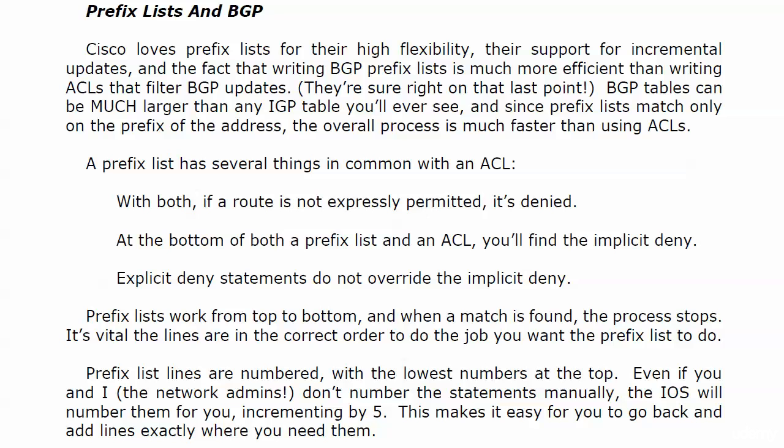Now, prefix list lines are numbered by default. This is a wonderful thing, and I'm going to work this into the lab, because the lowest numbers are going to be at the top, and even if you and I don't enter the statement numbers manually, the IOS is going to do it for you, incrementing by 5. The reason I like this so much is that I go back to those dark days where, with an ACL, if you wanted to add a line to the middle of it, you had to rewrite the entire thing. You couldn't just put a sequence number in there and have it automatically appear in the middle. This really makes it so much easier. It's much more efficient to go back and add lines exactly where you need them, and I'm going to work this in at the end of this lab.